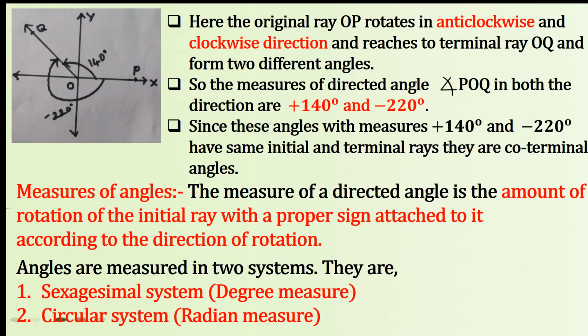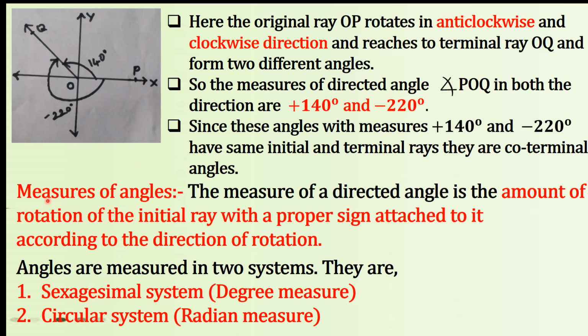Let us consider another example for the coterminal angles. Here in the clockwise direction, the measure of the angle POQ is 140 degrees, and in the anti-clockwise direction, the measure of angle POQ is minus 220 degrees. But in both the cases, the initial ray and terminal ray are the same. So these two angles, that is 140 degrees and minus 220 degrees, are coterminal angles.